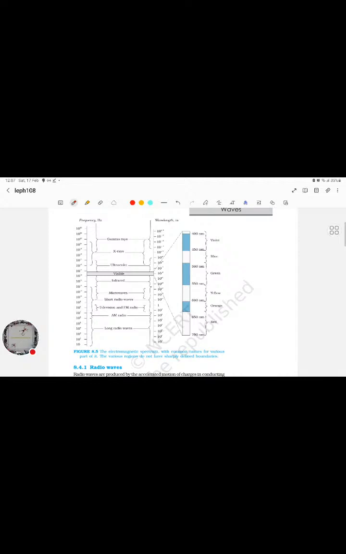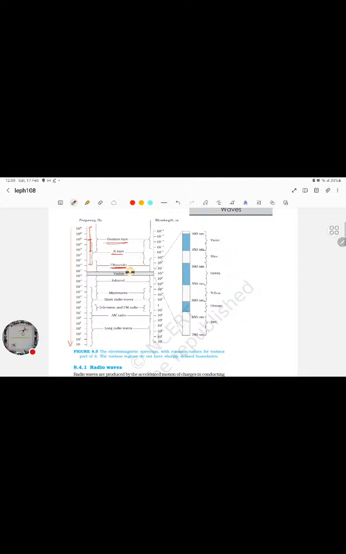So basically, this is the decreasing order of frequency, which means it's the increasing order of wavelength. As wavelength increases, frequency decreases. The highest frequency waves, as we have studied from class 6, are the gamma rays. That's going to be at the top of the list, with frequencies ranging from 10 power 23 to 10 power 19. Next, X-rays. X-rays are in the range of 10 power 21 to 10 power 16. That's how X-rays are.